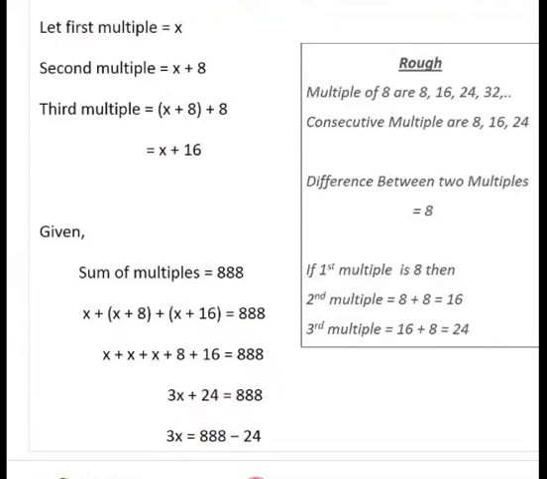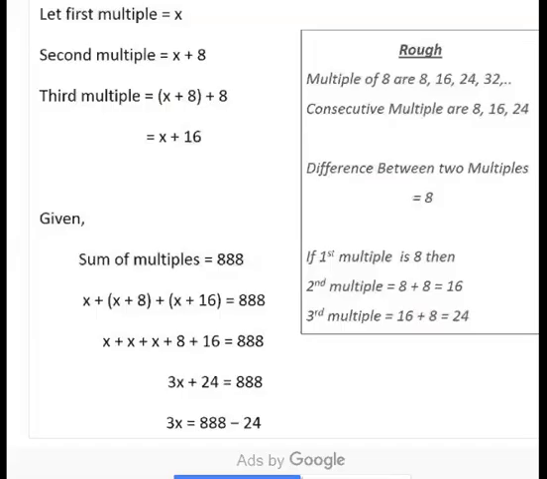Now what does this mean basically? Sum of multiples means we'll add x, x plus 8, and x plus 16, adding 1, 2 and 3 together. So it will be x plus x plus 8 plus x plus 16 is equal to 888. We have 3x, so let's write x in a separate way and the numbers 8 and 16 in a separate way.